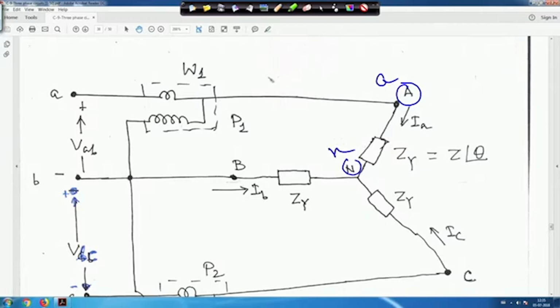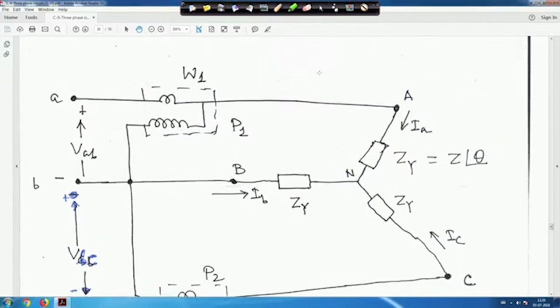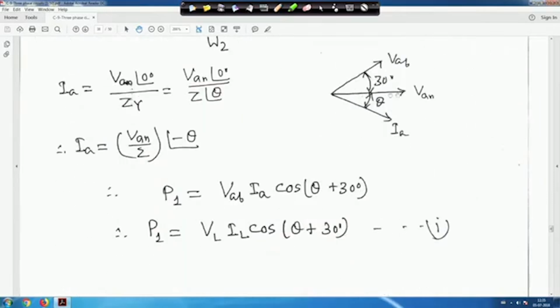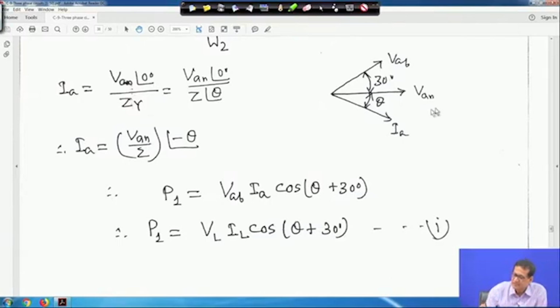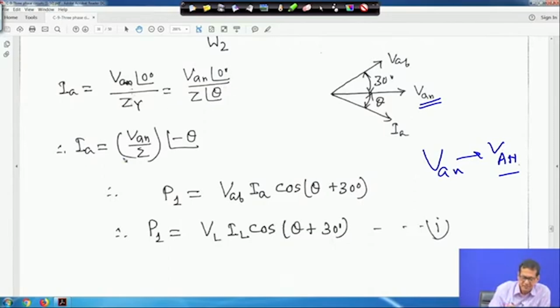So, current IA is equal to VAN divided by Z star or ZY, right. So, this way you can make it. Here I have written capital N, same thing. That means VAN angle 0 upon Z star, right. In the phasor diagram also, it means your VAN, same thing, understandable, right. So, with VAN angle 0, and ZY equal to Z angle theta, IA will be VAN upon Z angle minus theta.